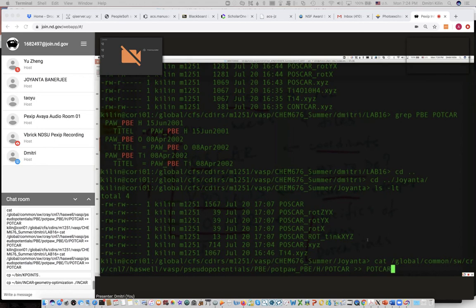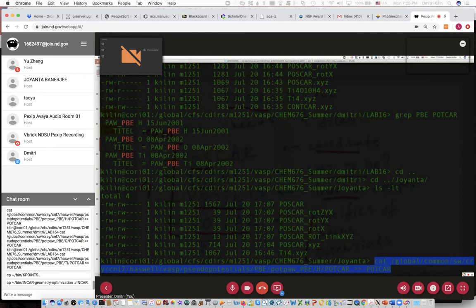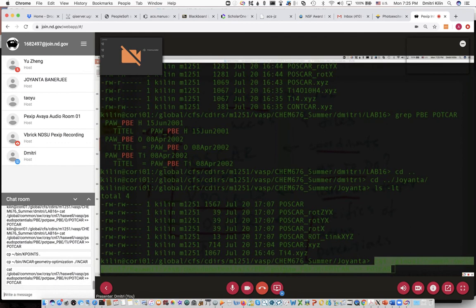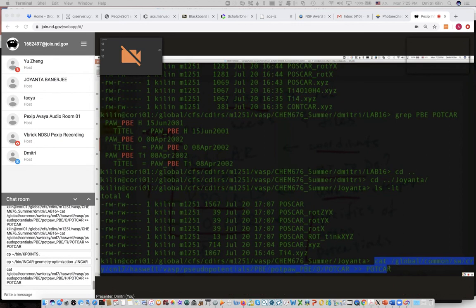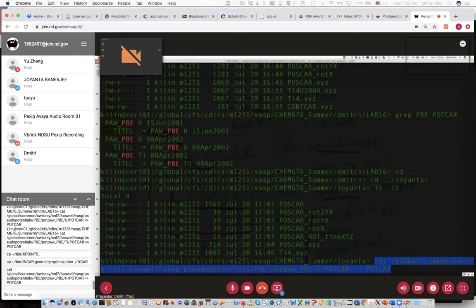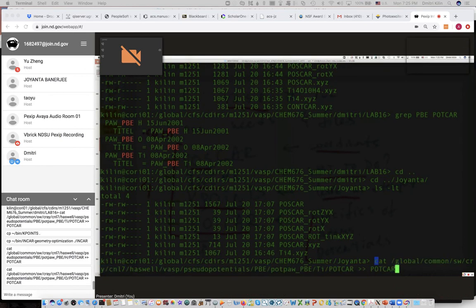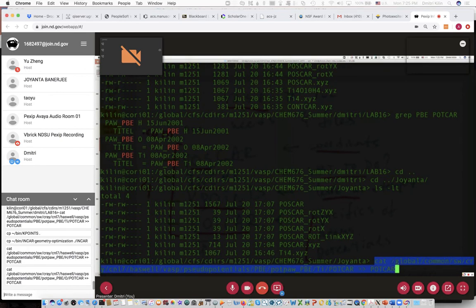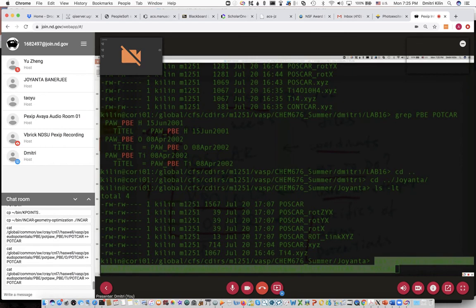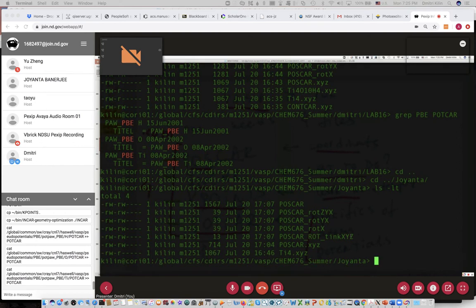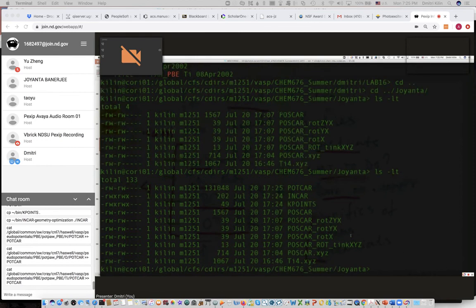So first, potential for hydrogen. Second, cat global. And then I am redoing it 3 times, but if you see, I'm changing only 2 letters for the name of the element. So you have key points in CAR, and you are building POSCAR.